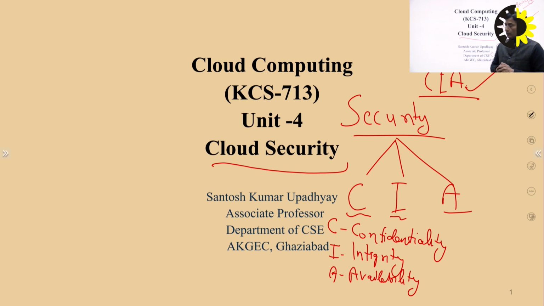Okay, so all these three terms in combined form define this umbrella term: computer security. Cloud security is the same. That means in cloud security we are ensuring these three things. What are the three things? Confidentiality, integrity and availability. I think this is now clear. What is computer security? It is the process of ensuring all these three paradigms, three important pillars or factors.